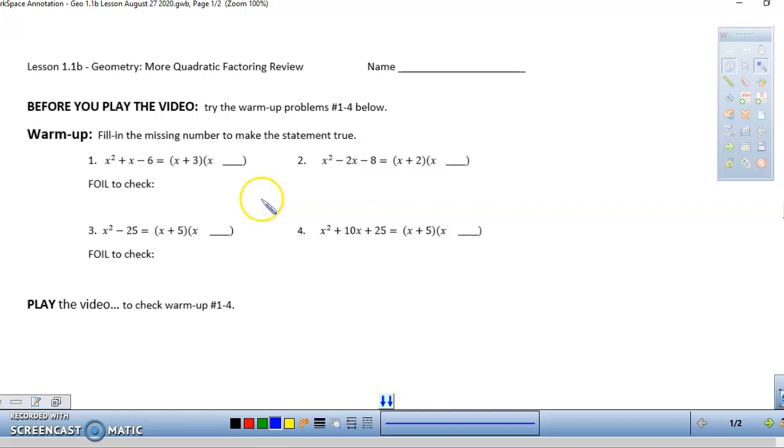Hello, geometry. Miss Butler again. We are going to continue on with more factoring review. If you haven't already, please pause your video and try these warm-up problems.